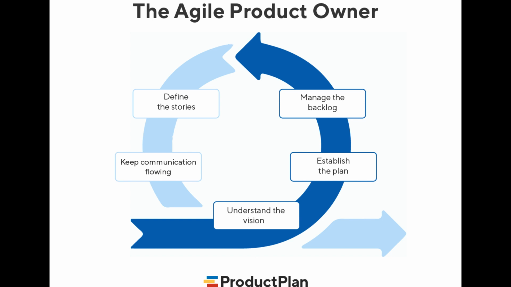Prioritization. Determine the order in which backlog items should be tackled by the development team. Prioritize based on factors such as business value, customer needs, and market trends. User story creation. Write detailed user stories that describe the desired functionality or feature from the end user's perspective. Ensure that user stories are clear, concise, and actionable.